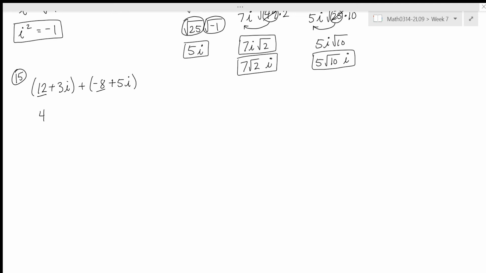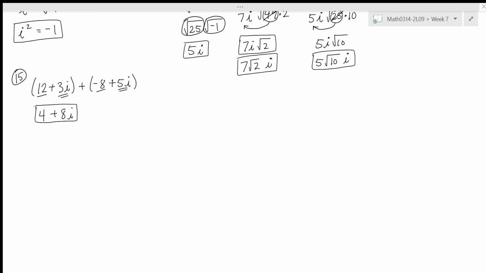These are both a's. I'm sorry, they're both constants too. And then the 3 and the 5, those are both b's. And so then we can add those. And that's it. I mean, that's done.